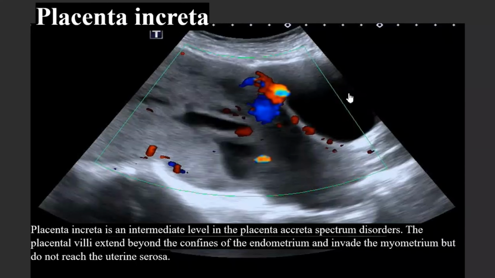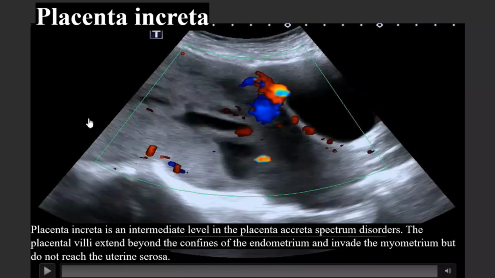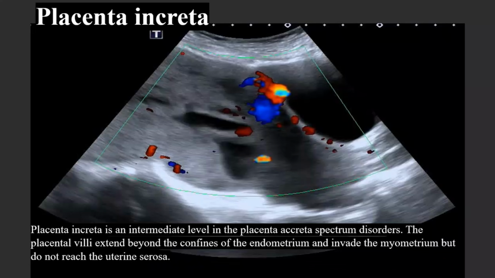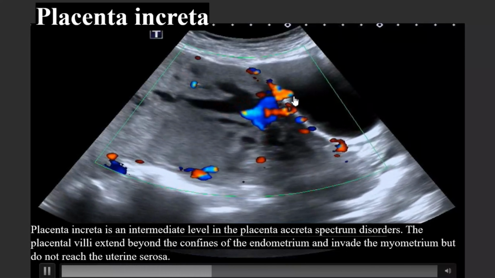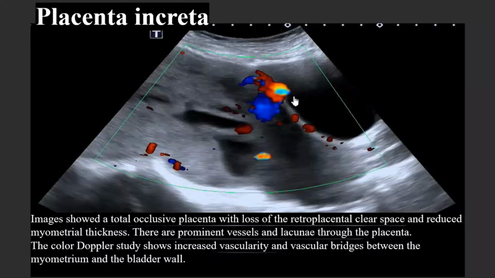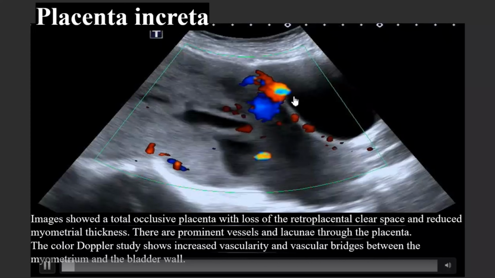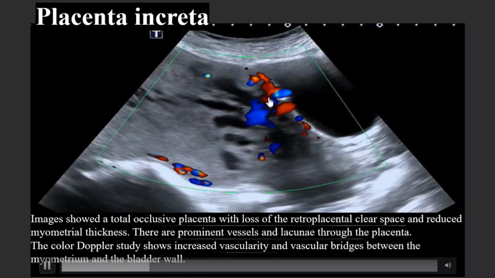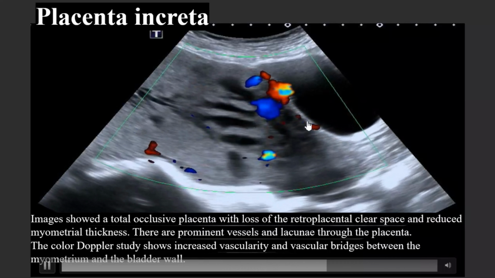Now, placenta increta is an intermediate level in the placenta accreta spectrum disorders. The placental villi extend beyond the confines of the endometrium and invade the myometrium, but do not reach the uterine serosa. Here you can see the image shows a total occlusive placenta with the loss of the retroplacental clear space and reduced myometrial thickness.